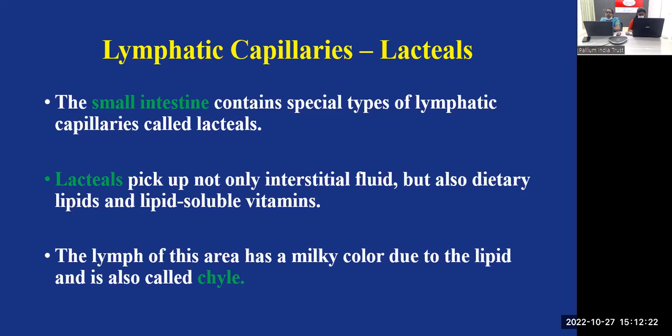Lymphatic capillaries again, lacteals. Our small intestine contains special types of lymphatic capillaries called lacteals. The lacteals pick up not only that interstitial fluid but also lipids and lipid-soluble vitamins. That is why the lymph looks like a milky color, which is called chyle.